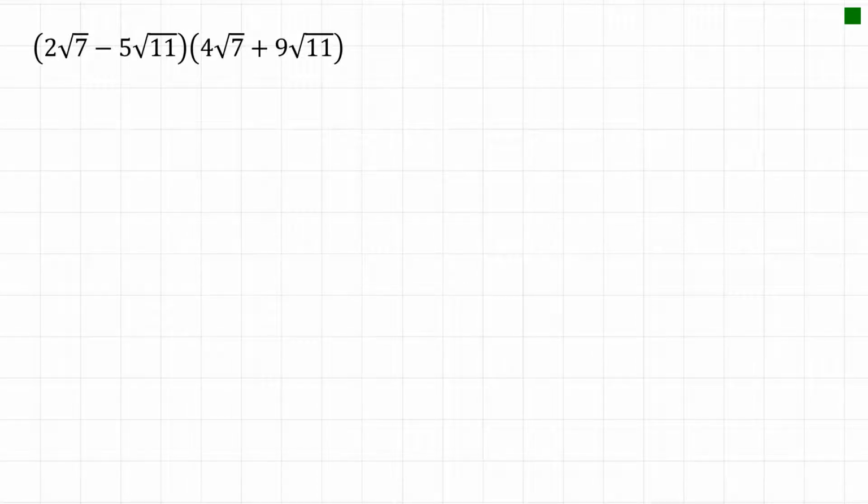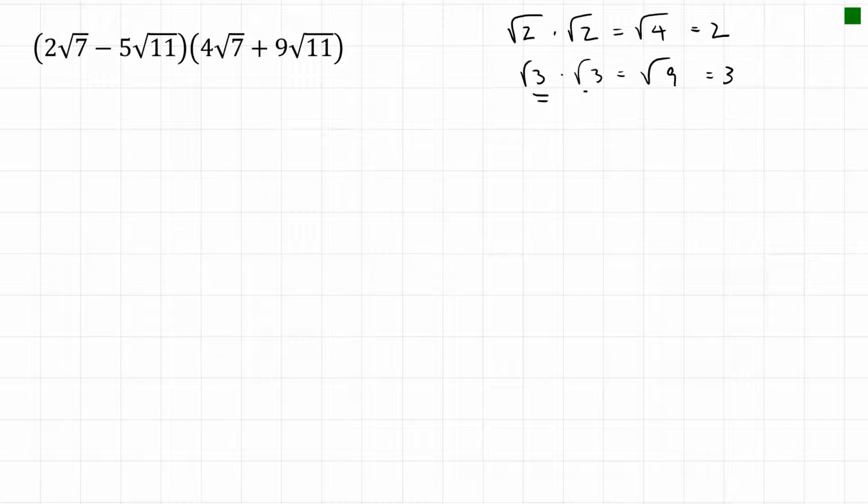So just to begin with, I just want to save ourselves some time. The square root of 2 times the square root of 2 is the square root of 4, which equals 2. The square root of 3 times the square root of 3 equals the square root of 9, and the square root of 9 is 3. So notice that multiplying two radicals that are the same is going to give me a whole number.